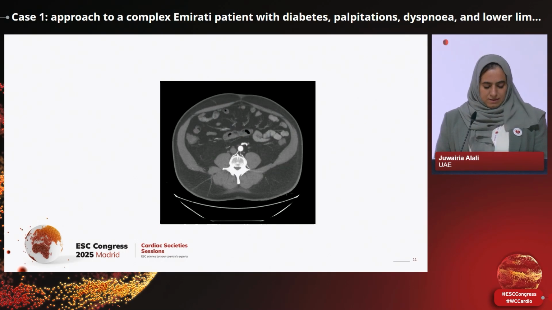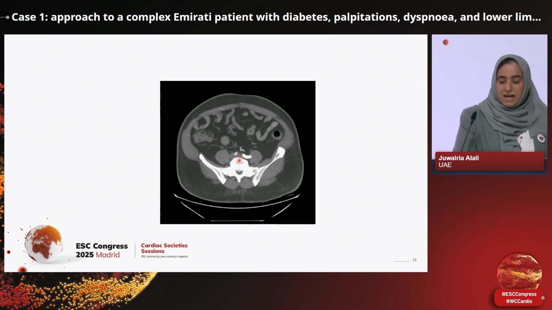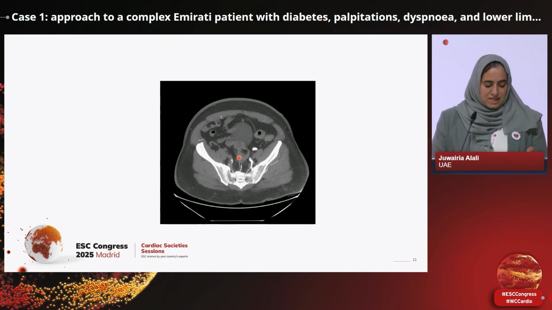So if you see, the laser. You see here in the middle, he had a clot in the descending aorta that was extending into the iliac artery.